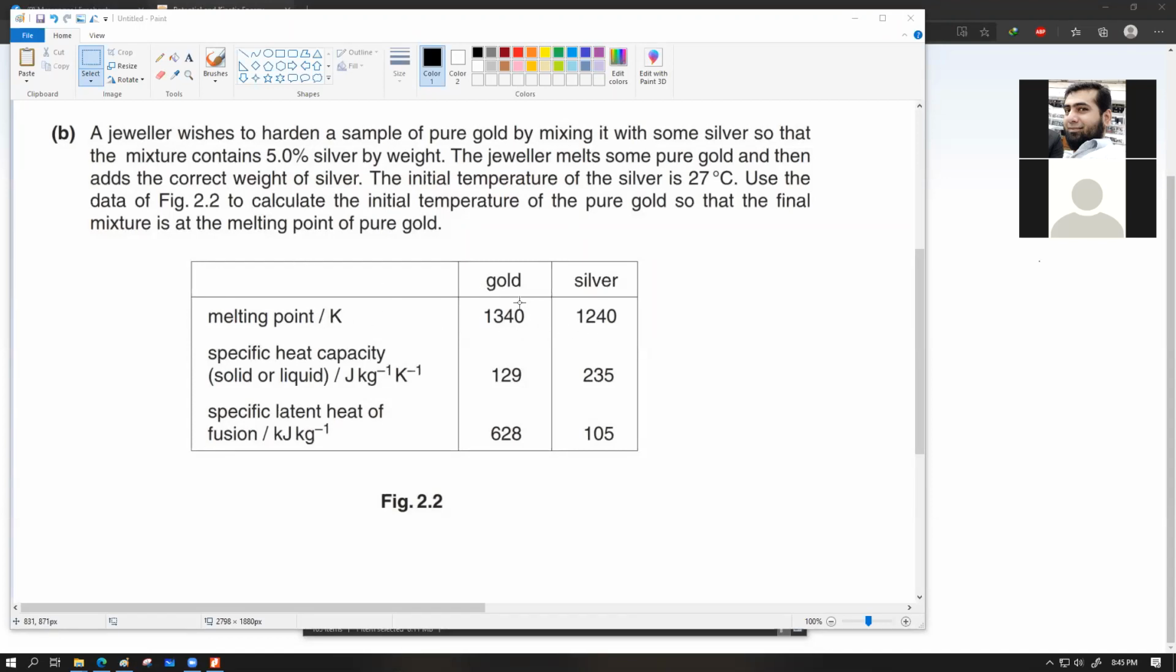What is the melting temperature for gold? 1340 Kelvin. And for silver, that is 1240. So if I go ahead to draw this in a figure that I usually go for, let's say silver starts from 27 degrees Celsius. This is the starting temperature for silver. From here, the temperature of the silver should increase up to 1240. What is the Kelvin equivalent of this one? Can someone tell me?